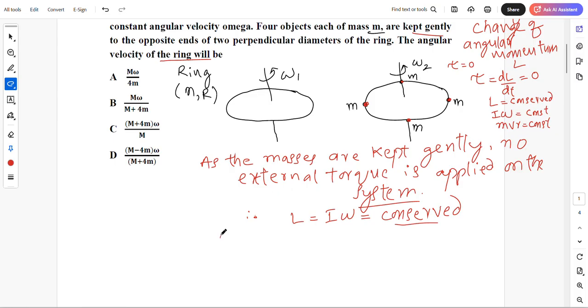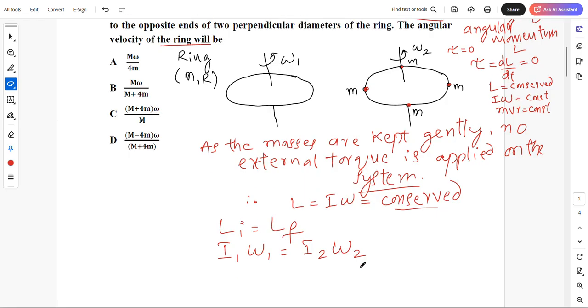Now I can write the formula Li is equal to Lf. Initial angular momentum is equal to final angular momentum because L is conserved. I1 omega 1 is equal to I2 omega 2. For a ring, I1 is m r square. So m r square omega 1, where omega 1 is equal to omega, which they have given. Omega 2 you have to calculate.